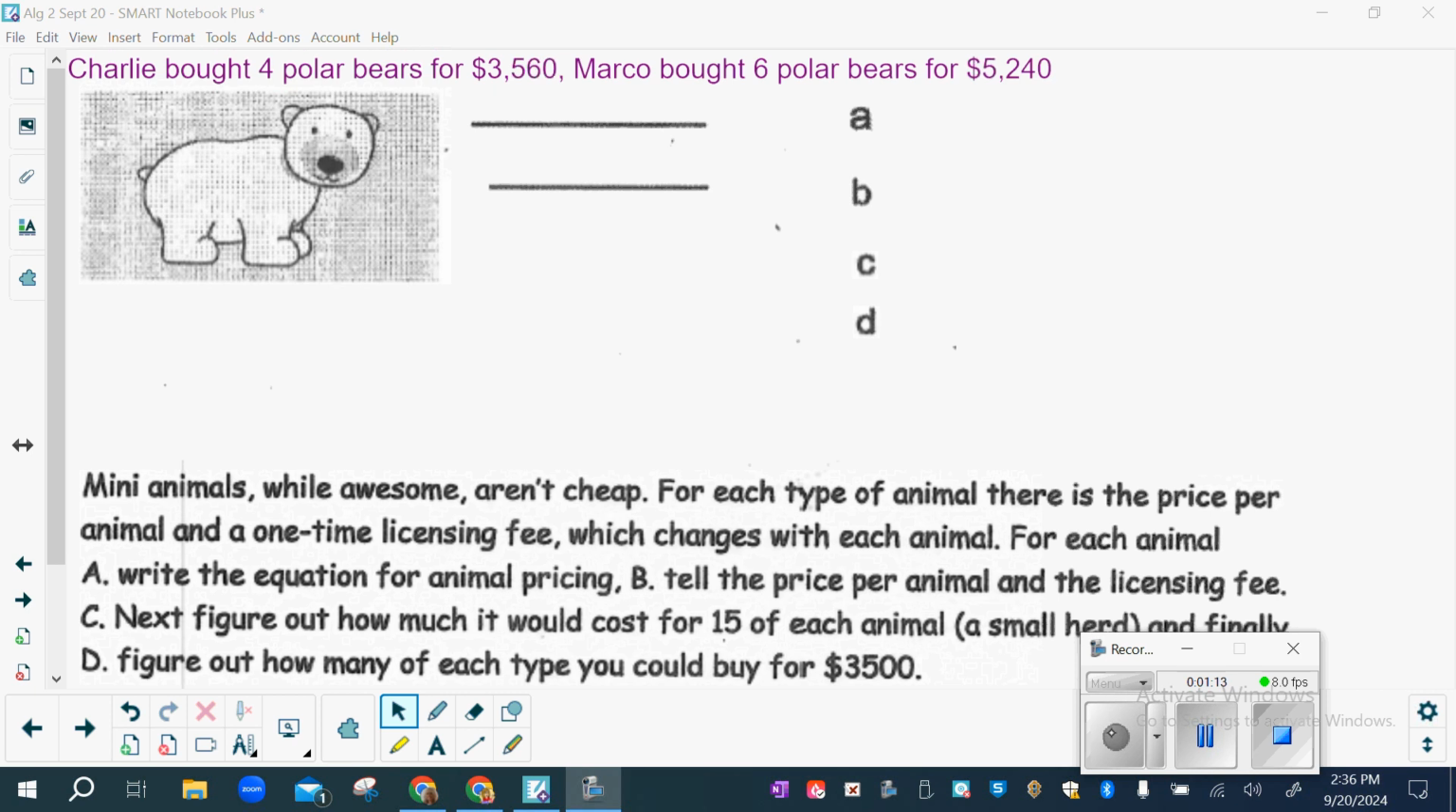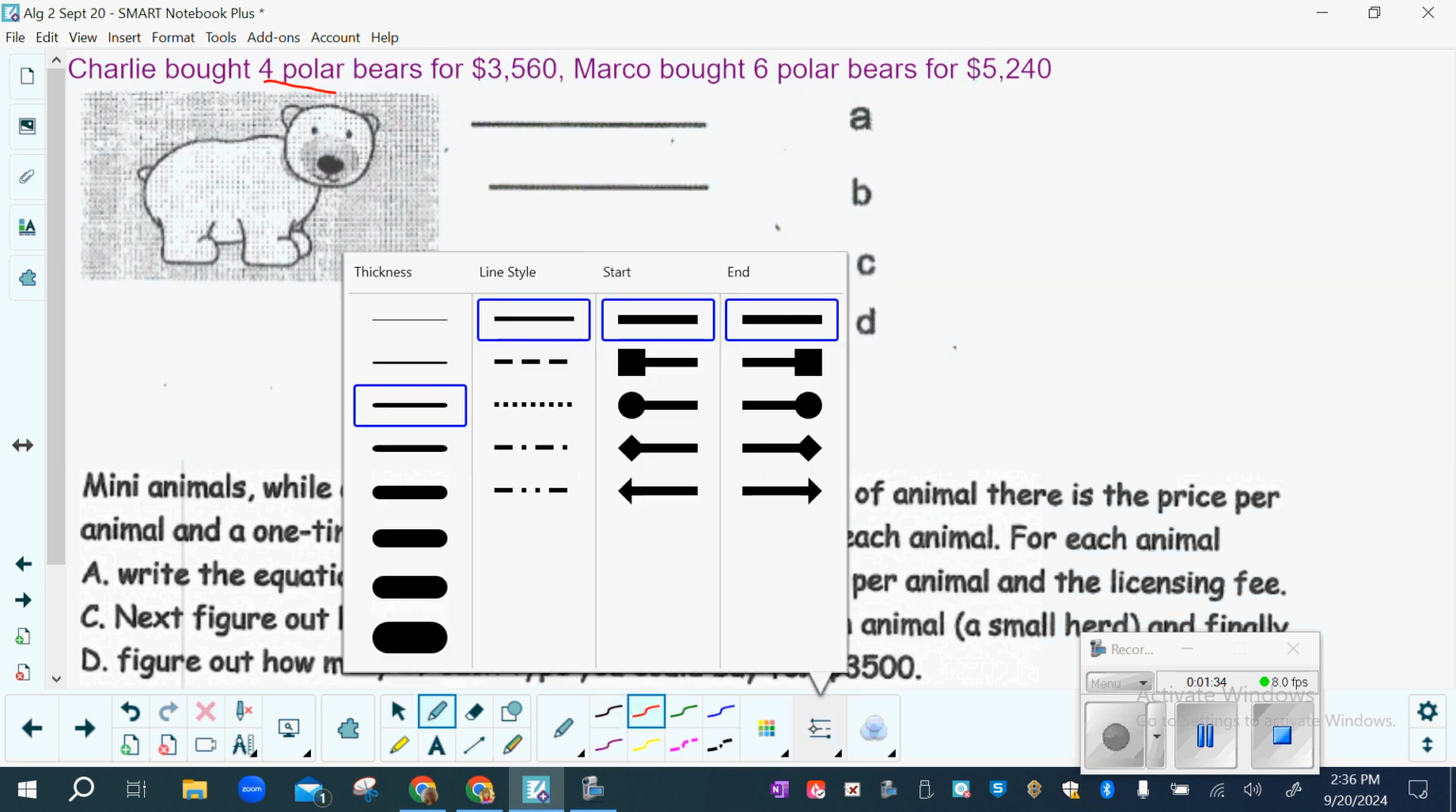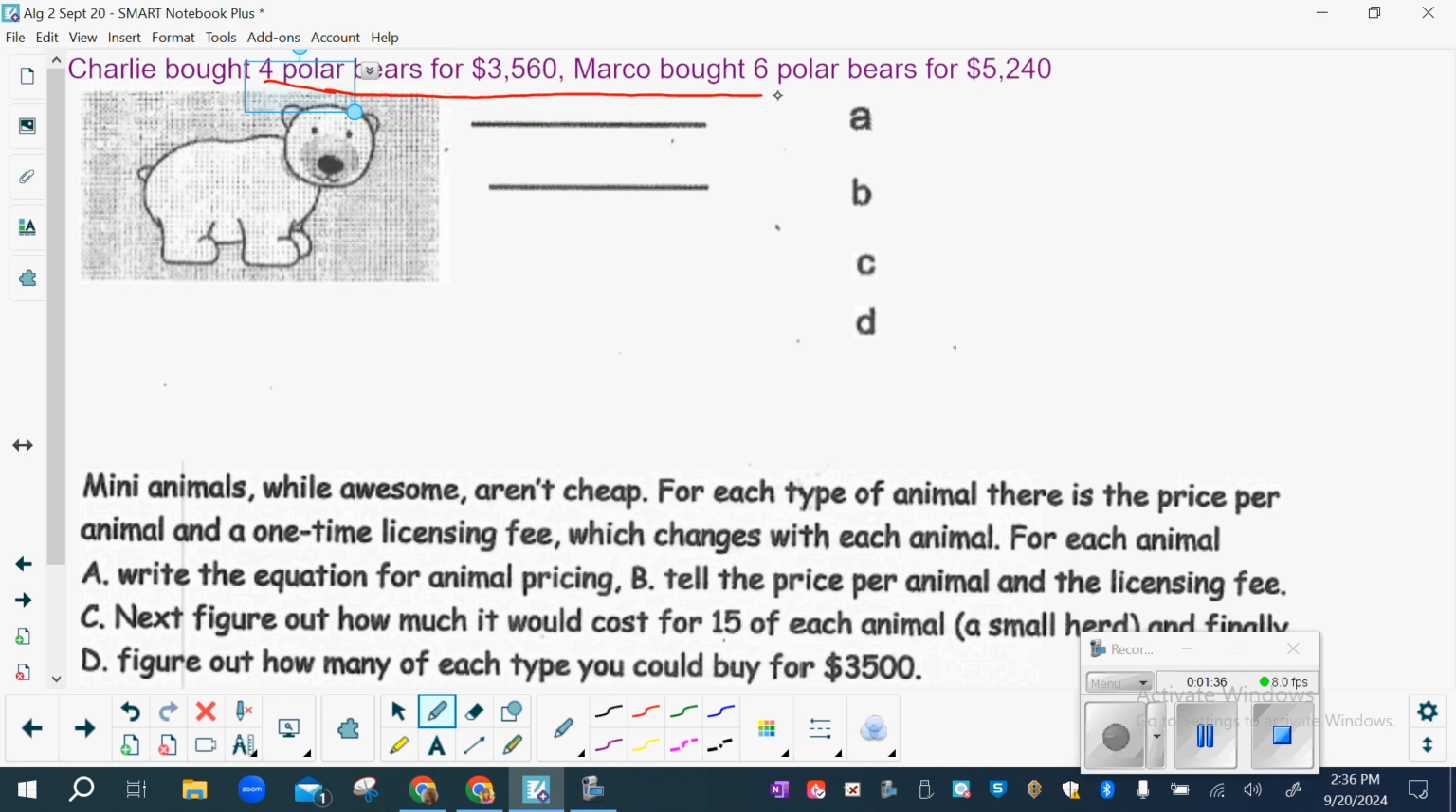And what do you know? We're working with lines. So how would we start? We want to write the equation of the line. What might we start with? Slope. We want to find slope. So we're going to make 2 points out of this information here. Our first point is (4, 3560). What's our second point? (6, 5240).